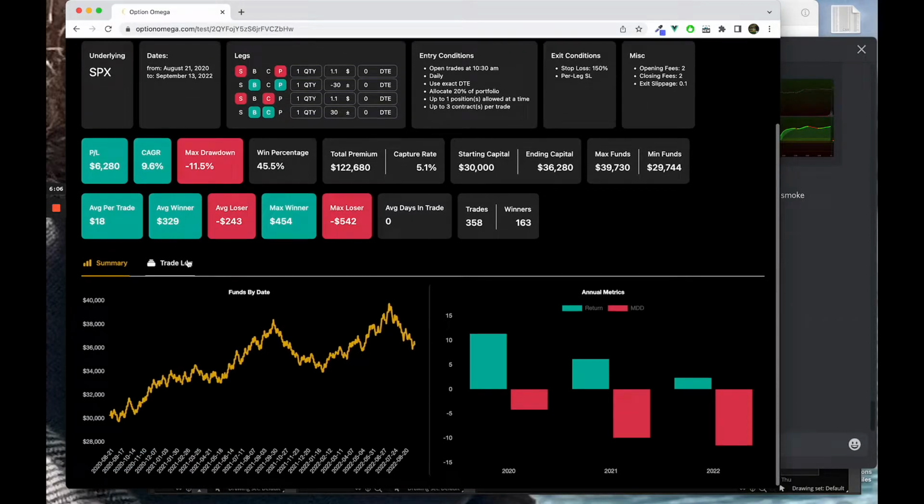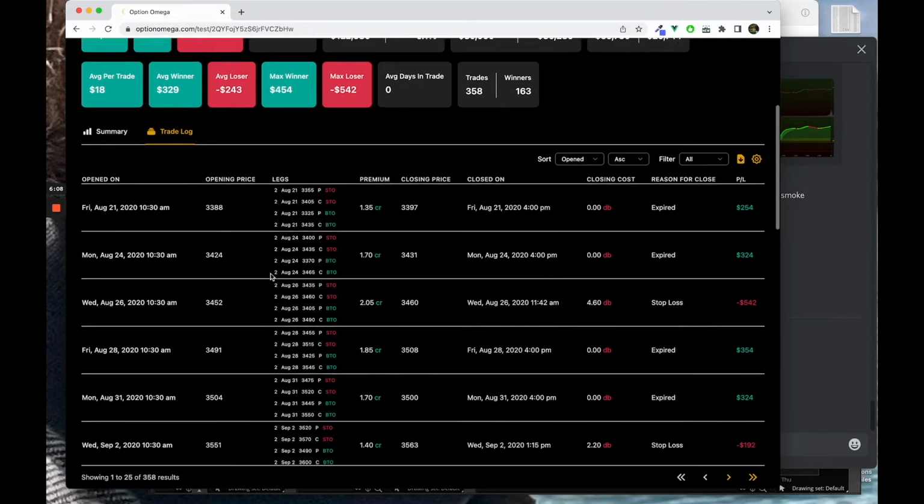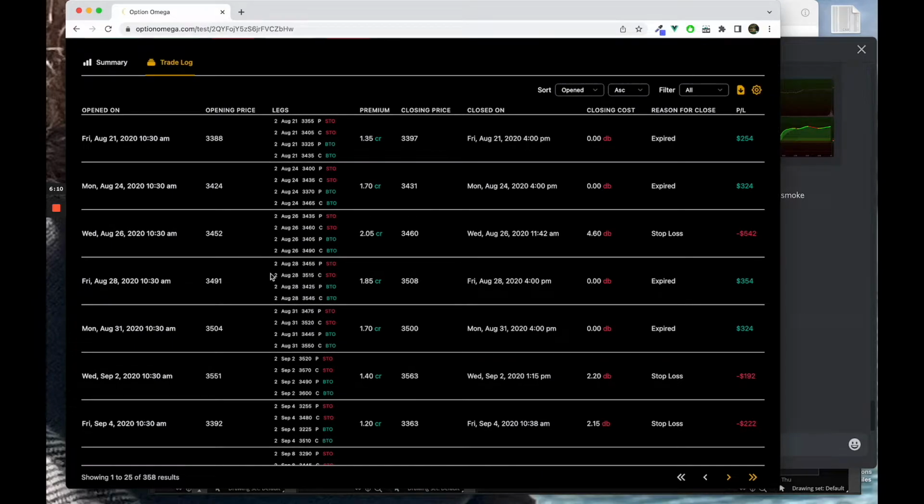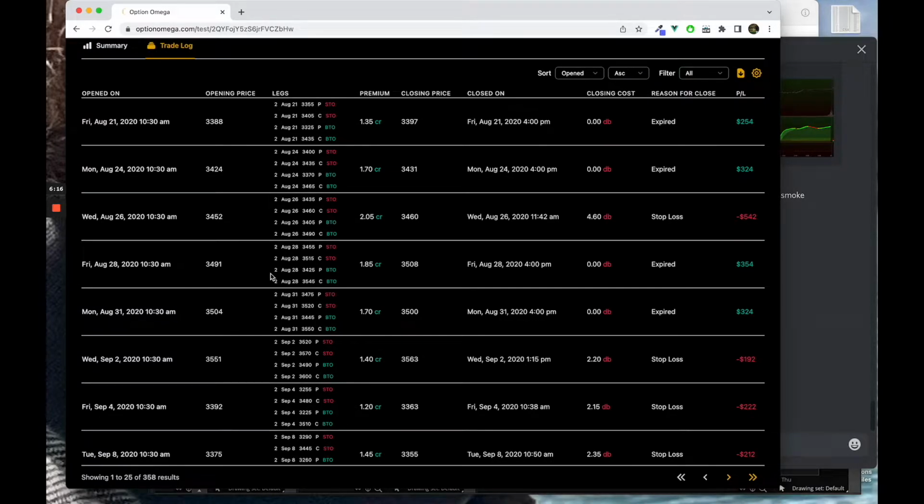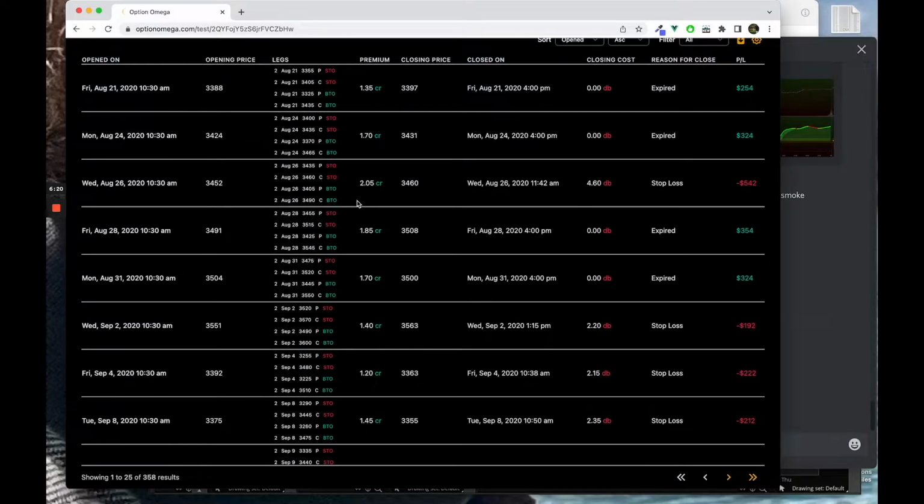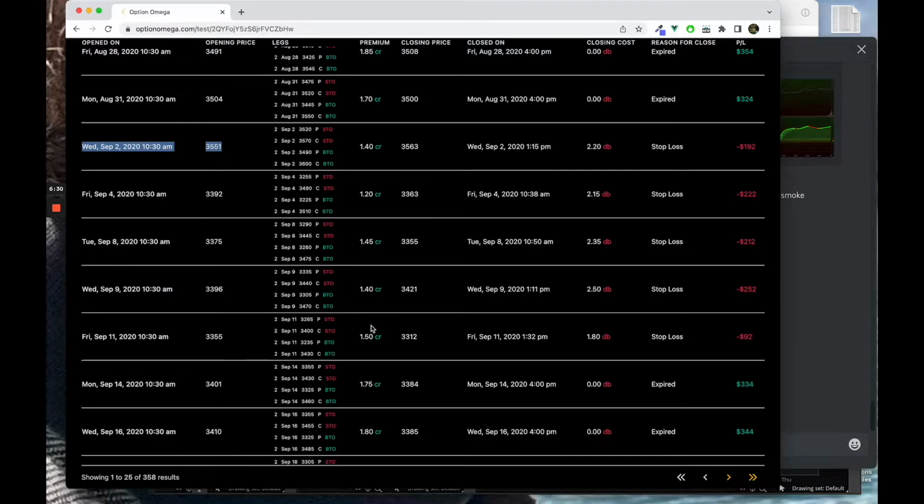As you look through it, the interesting thing about the zero day is that when you put these on, because you're letting it expire, you're going to go to expiration if it's winning, but you're going to get stopped out at different times. Like the first loss, you're stopped out within 45 minutes. Another loss, you're stopped out a couple hours later, after lunch.